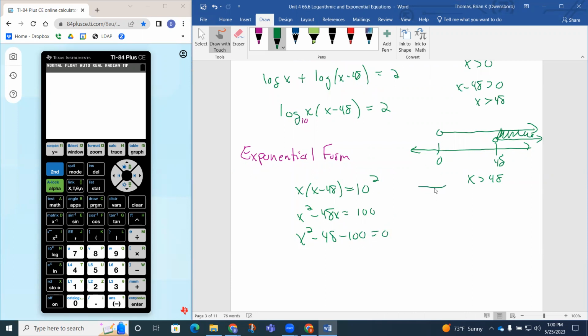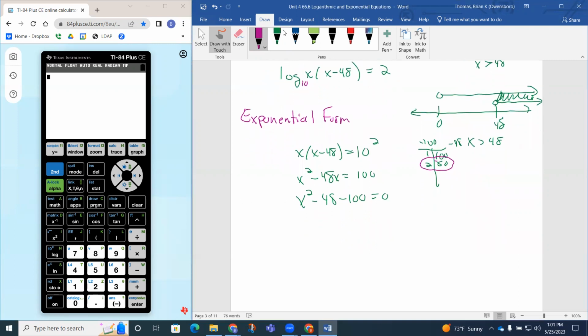So what are the factors of 100? Actually, I have to have a negative 100, but I have to add up to a negative 48. So I know there's a 1 and 100, and there's a 2 and a 50. That 2 and 50 already looks pretty good to me, but the 50 would have to be negative. So 2 times negative 50 does give me negative 100, and 2 plus negative 50 does give me my negative 48. So this is factorable. So we are getting x plus 2 times x minus 50 is equal to 0.